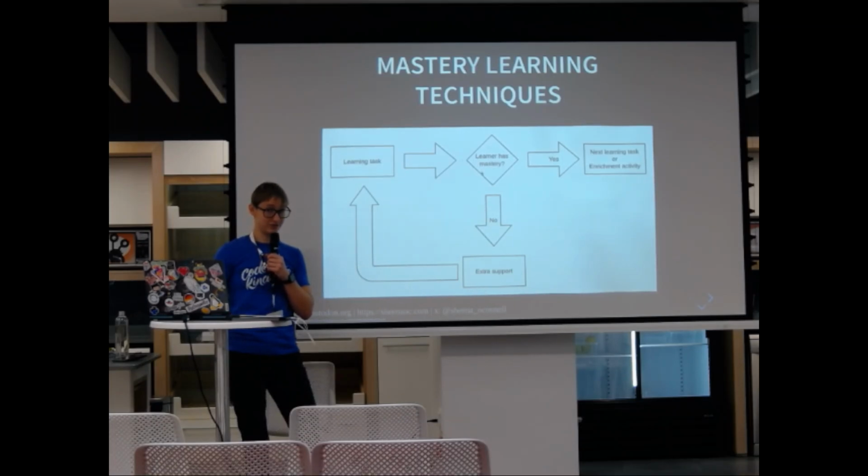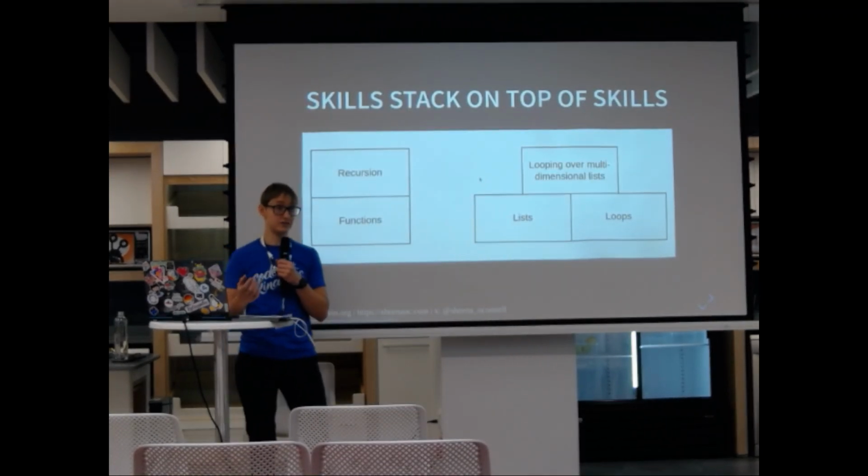So mastery-based learning looks like this: you give a person a thing to learn, and then once they've mastered the thing, you give them the next thing to learn. It's pretty straightforward, right? If they haven't mastered the thing, then you give them extra support, and they keep learning the thing until they've mastered the thing. It's a fairly obvious thing to do, and it makes a lot of sense to do it.